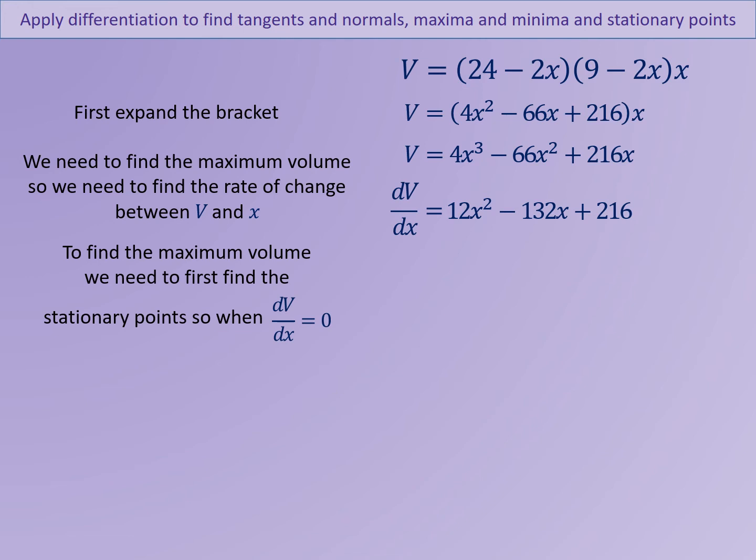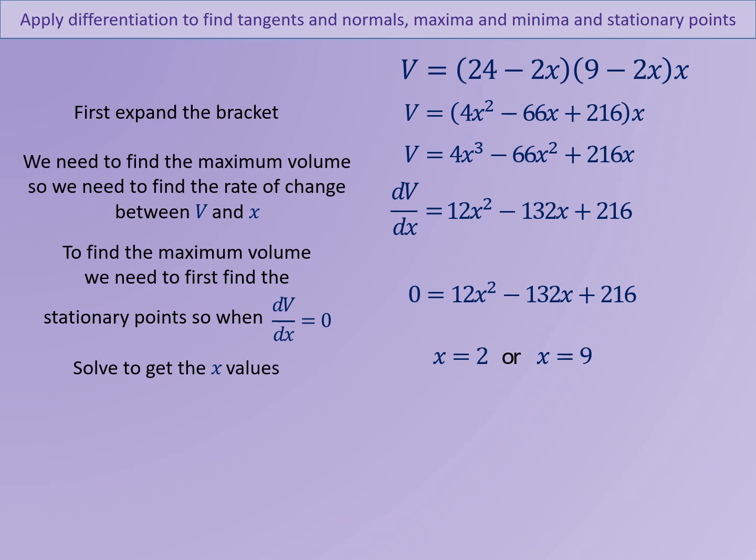So the next job is to find, therefore, where is that maximum value occurring? Where is the maximum point on that original volume curve? To do that, I'm going to find the stationary points on the original curve by making the gradient function equal to 0. This was all covered in the theory of differentiation on the previous presentation. So I've replaced dV by dx with 0.